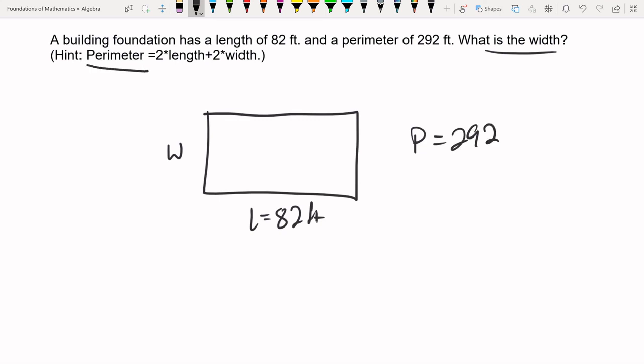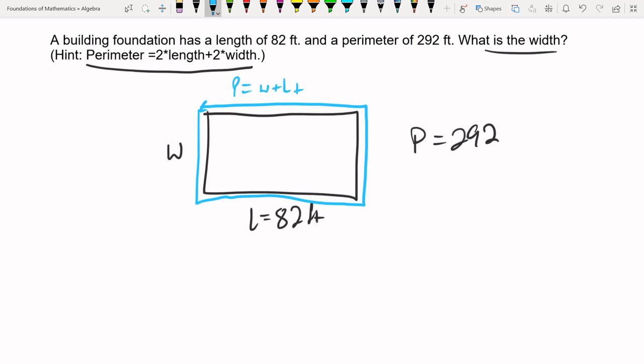It gives us a hint that the perimeter equals 2 times length plus 2 times width. You can see that by just saying the perimeter is the outside edge. So in other words, it's the width plus the length, plus the width again, plus the length again, which is the same thing as 2W plus 2L.